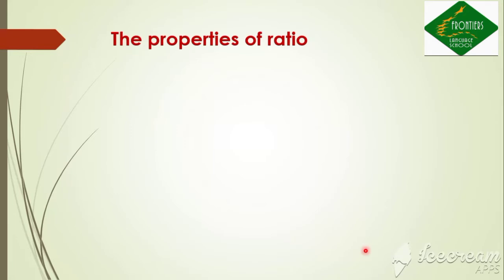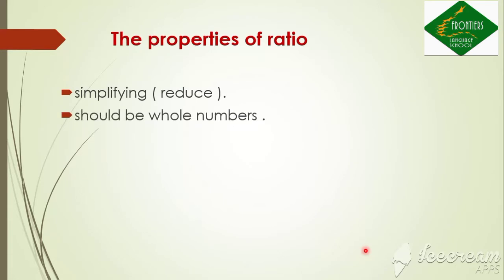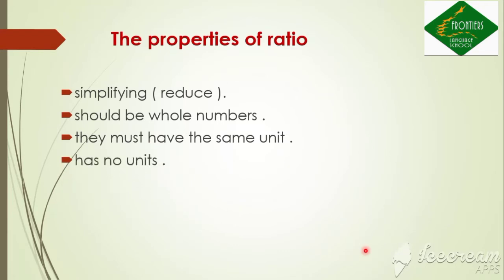What are the properties of the ratio? It has the same properties as the fraction. Number 1, simplifying. We can simplify or reduce. Number 2, it should be a whole number, like 15, like 130, like 250, like 32. It's a whole number. It should be the same unit. It must have the same unit. And when we simplify, we should cancel this unit. It has no units.